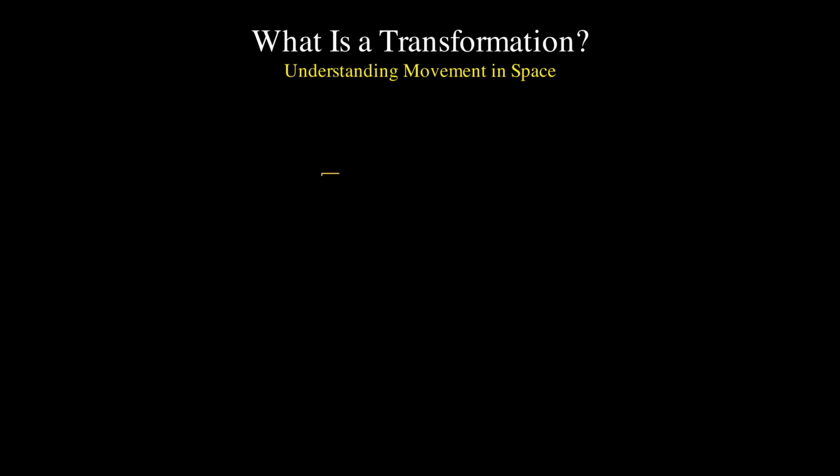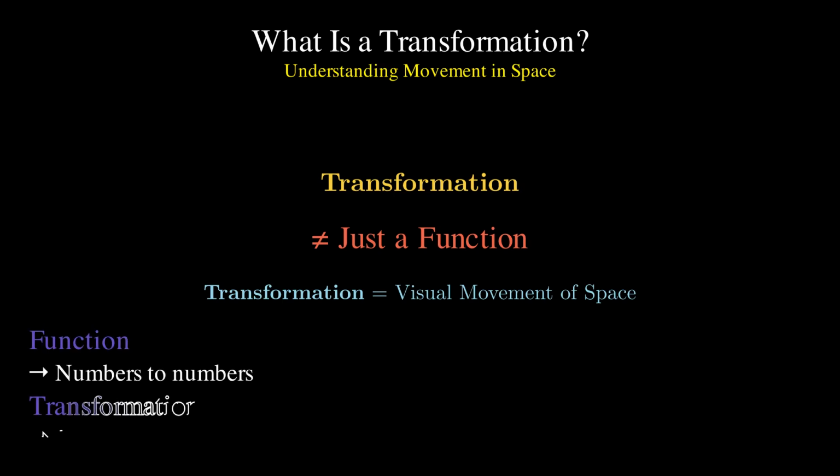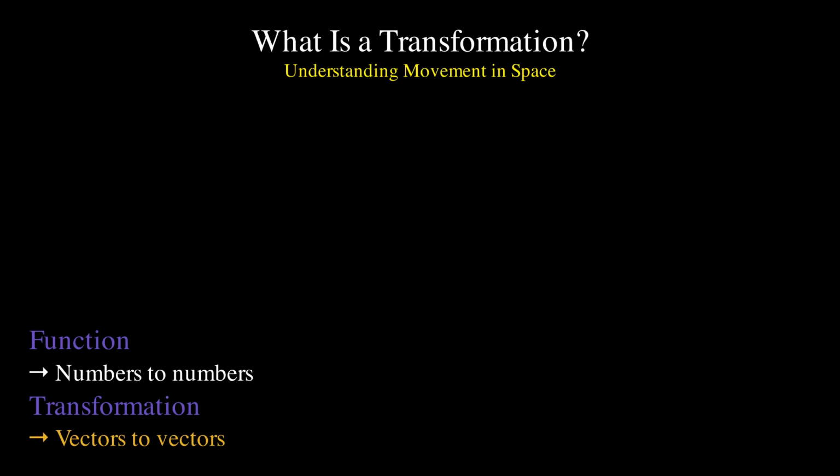So why use the word transformation instead of just calling it a function? Because transformation captures something deeper, it hints at a visual movement in space. It's not just input-output, it's space itself being reshaped. Because while a regular function maps numbers to numbers, a transformation maps vectors to vectors. But transformations aren't just about what happens to one vector.